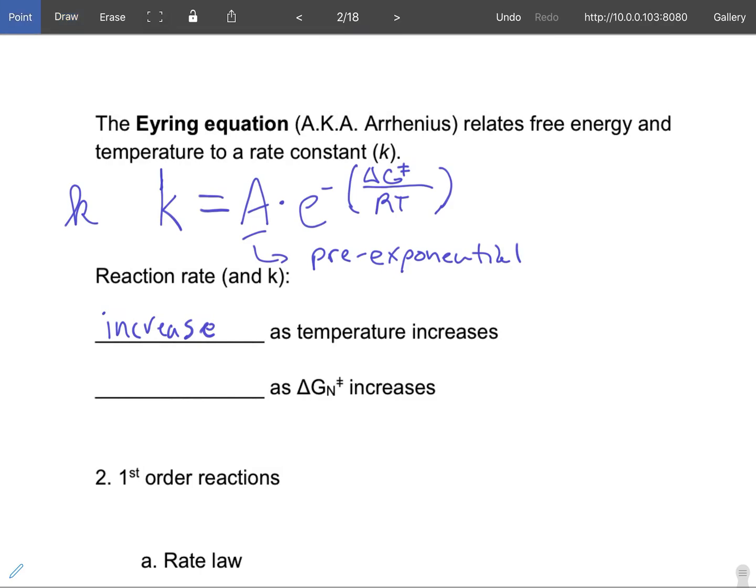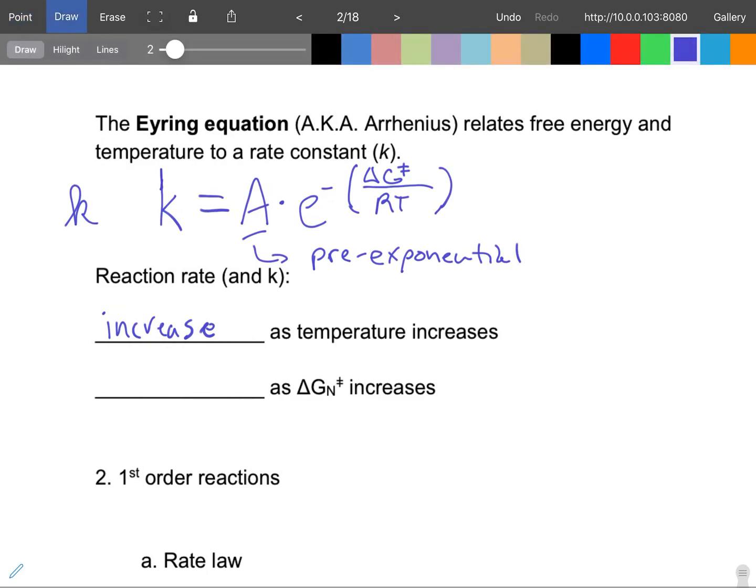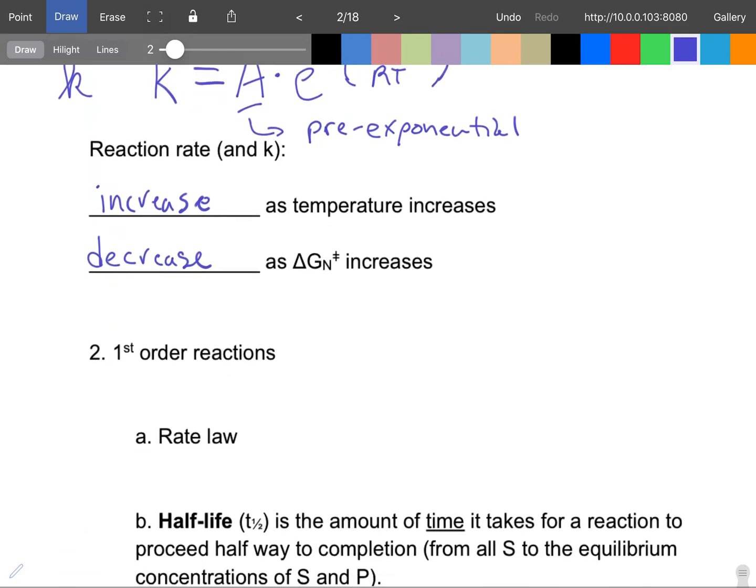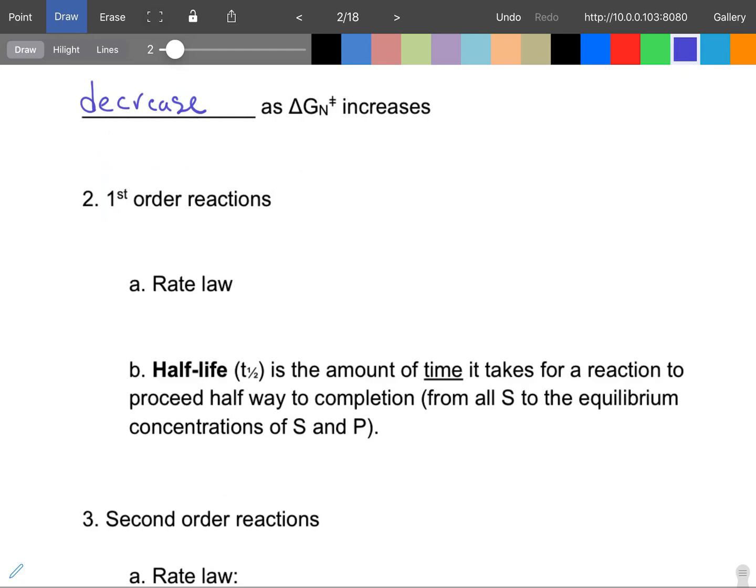But then notice we've got delta G, the activation energy, in the numerator. So as that increases, that makes this term larger, but it's a negative exponential, so it makes it smaller overall. And so the reaction rate and k will decrease as the energy of activation increases, and that should make sense, as we've been seeing. That's going to indicate a higher energy barrier, and so the reaction will be slower as a result of that. So just a reminder about what lowercase k really means.